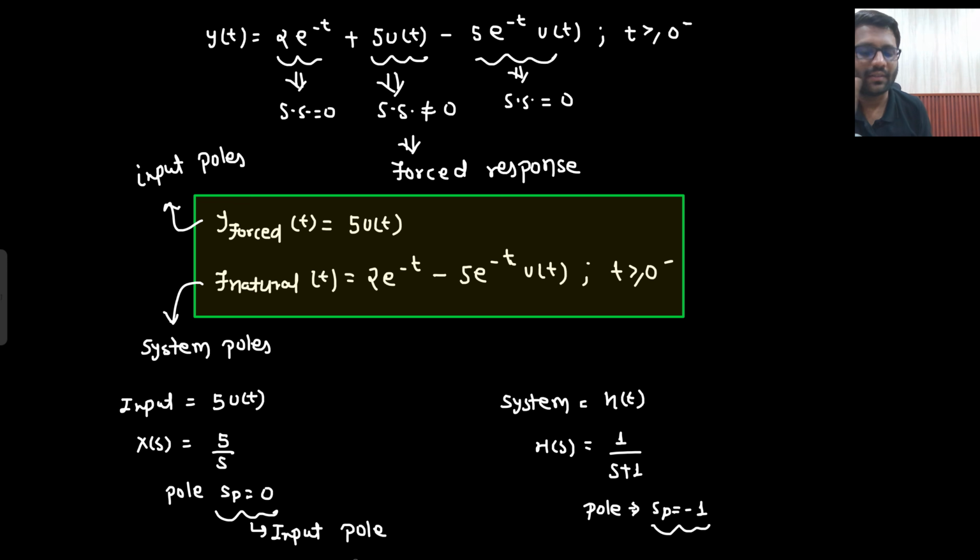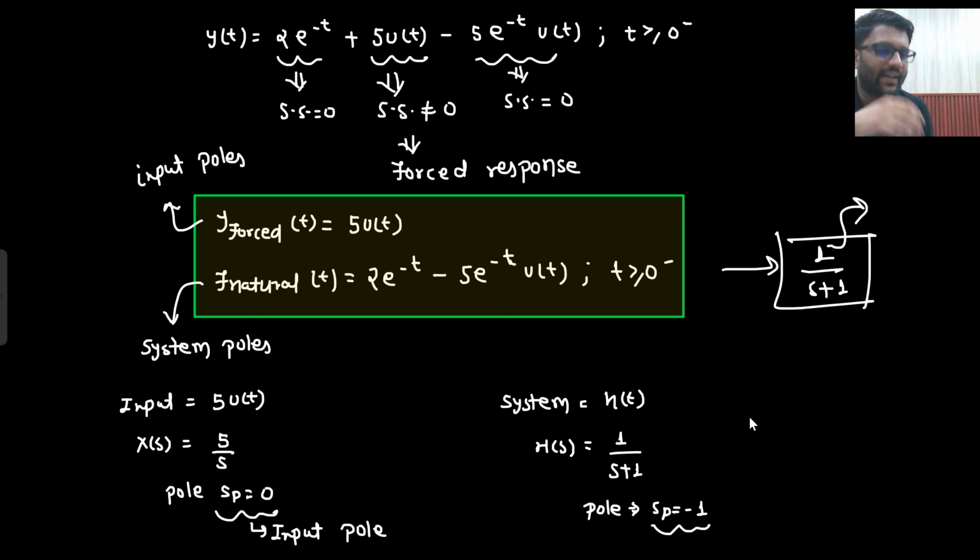What do you mean by natural response? Natural response is there because of the system poles. That means whatever pole this system is having, whatever comes because of that is known as natural response, because it is coming because of the system. And if you have applied an input, whatever output comes because of its pole is known as forced response.